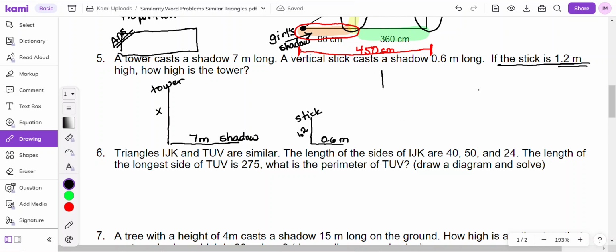All right, so one box will be for your proportion before you solve it, and the other one will be for the answer.